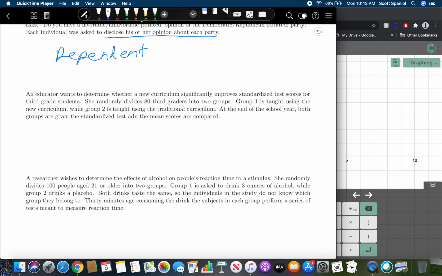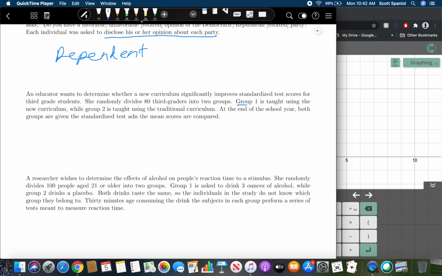So the next one: an educator wants to determine whether a new curriculum significantly improves standardized test scores for third grade students. She randomly divides 80 third graders into two groups. Group 1 is taught using the new curriculum. Group 2 is taught using the traditional curriculum. At the end of the school year, both groups are given a standardized test and the mean scores are compared.